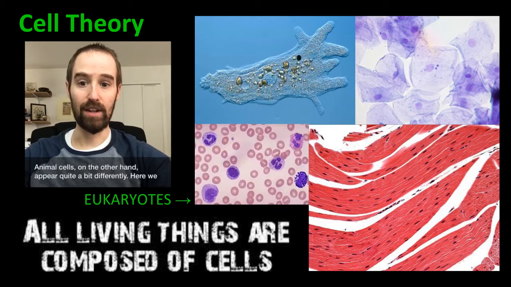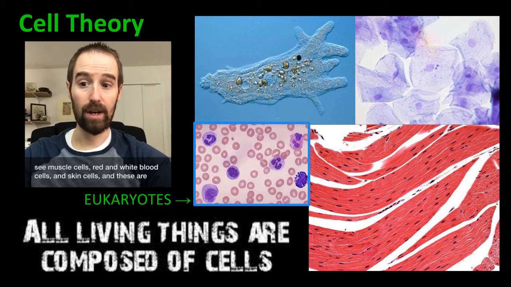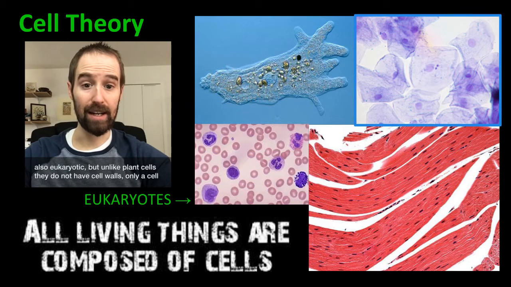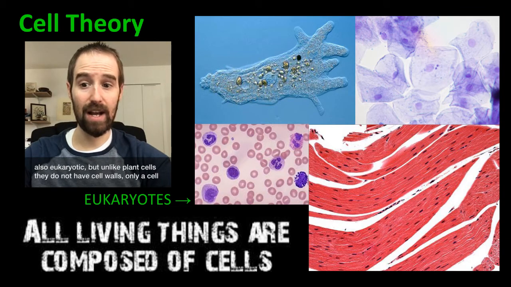Animal cells, on the other hand, appear quite a bit differently. Here we see muscle cells, red and white blood cells, and skin cells. And these are also eukaryotic, but unlike plant cells, they do not have cell walls, only a cell membrane.